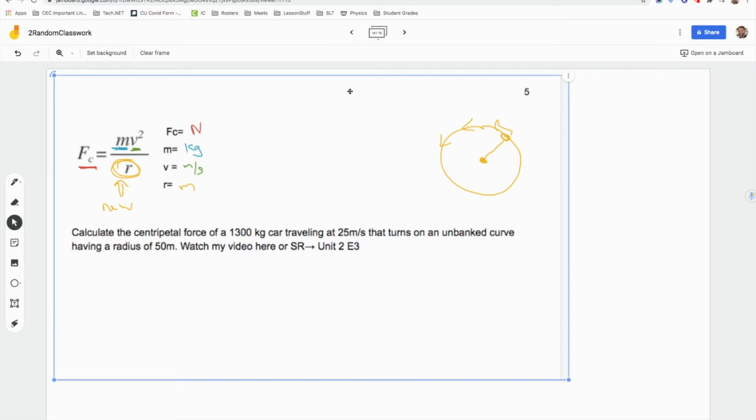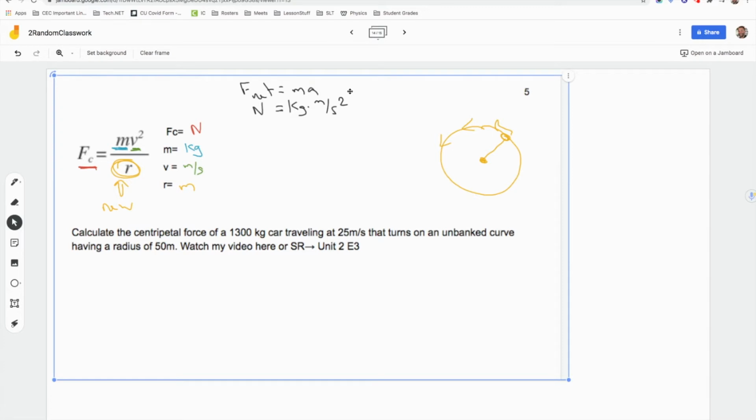So why does this work? Remember that this is Newton's second law. I like to say F net equals M times A, right? A newton is the same thing as kilograms times meters per second squared, right? So why does this equation work? Well, it all comes down to dimensional analysis.